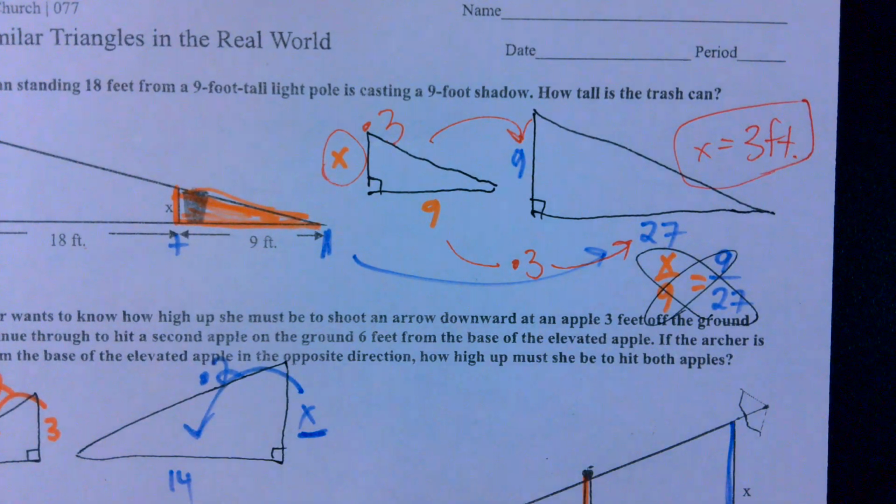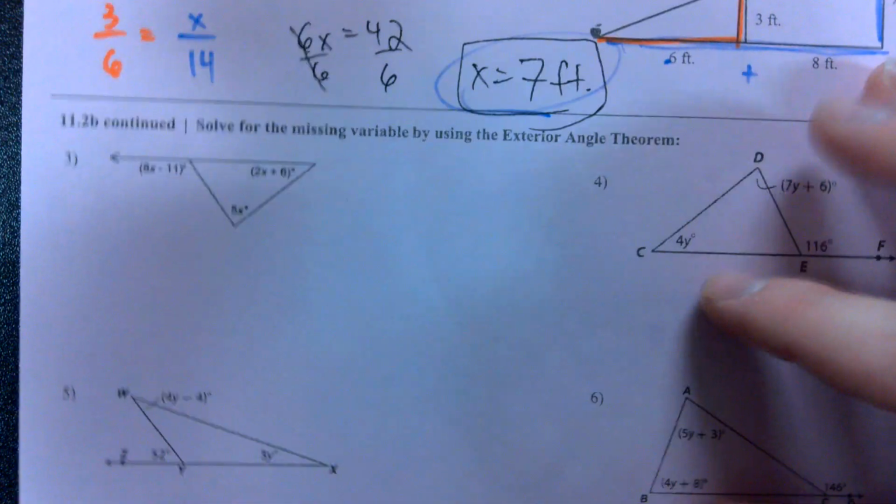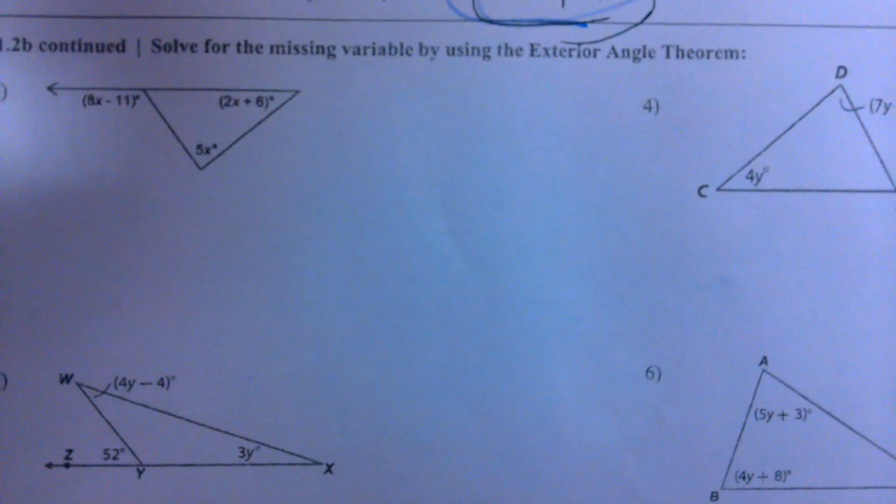So you can definitely use the shortcut. I would like to see the proportion actually written out on the test, but as long as you get it right, I'll know that you know what's up. Okay, down to number 3, exterior angle problems, real quick.